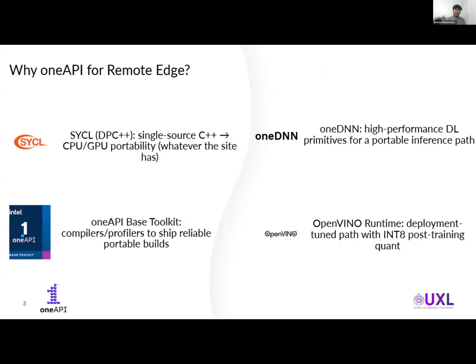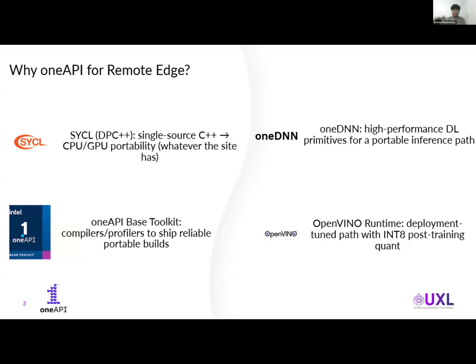Why oneAPI? From a technical standpoint, it gives us flexibility and performance at the same time. The base toolkit offers compilers and profilers for building portable, reliable software. And we are leveraging our deep neural network model with the oneDNN library, which gives us highly optimized deep learning primitives, which are essential for fast inference. With SYCL or DPC++, we can write single C++ code that runs across CPUs, GPUs, or other accelerators. Finally, for deployment, we plan to use the OpenVINO runtime.